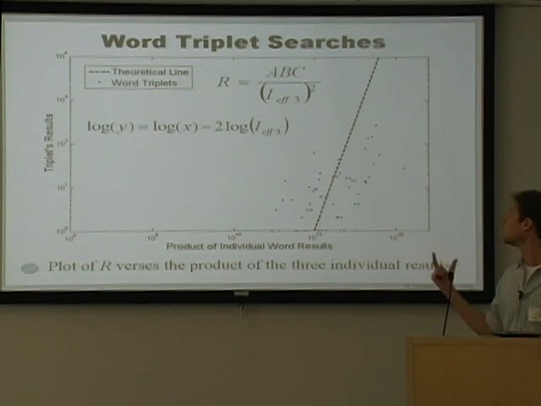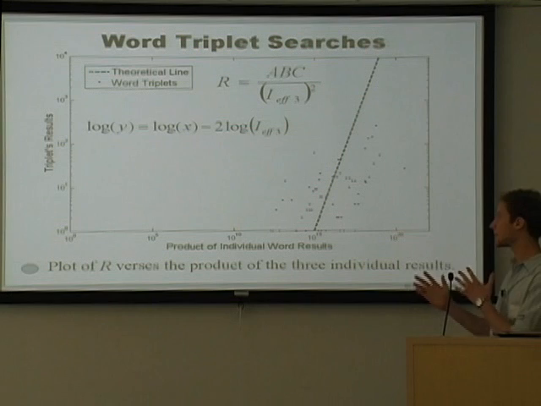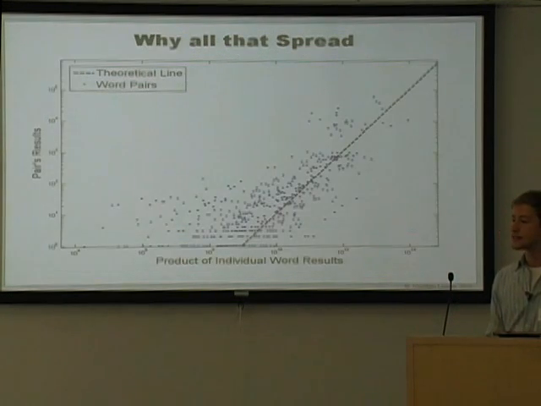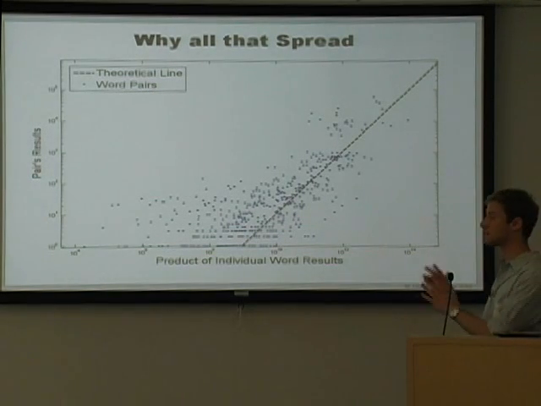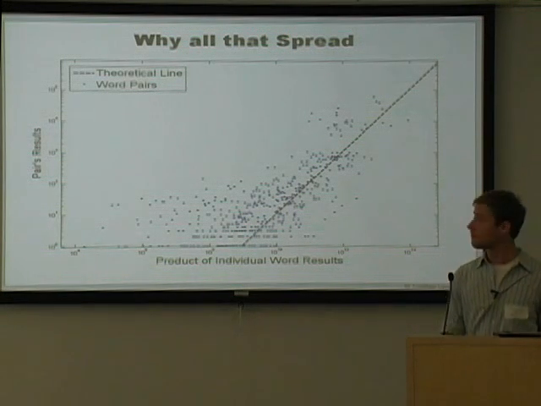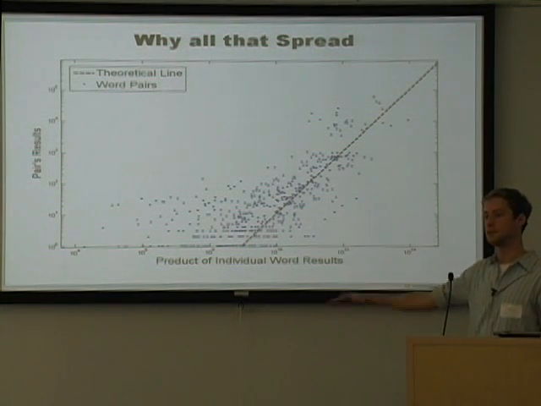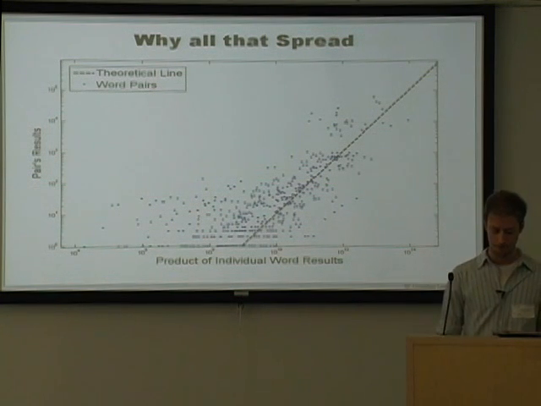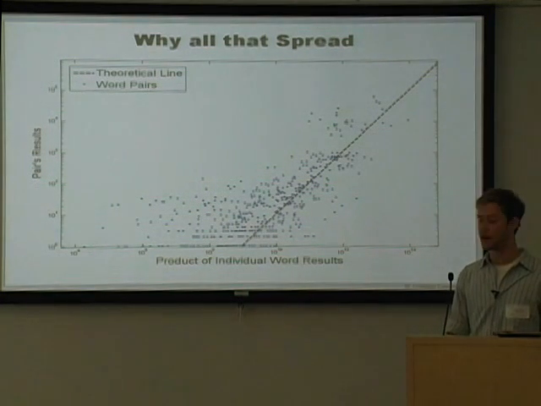You may be wondering, though, why the points seem spread around the line. They're not exactly on it. So we can ask the same question also for the word pairs. Maybe the mathematical model has some description which could explain why the spread is so large, and also why it seems to be shifted over to the left, with fewer points to the right of the theoretical line.